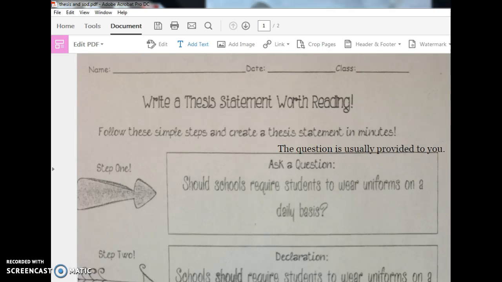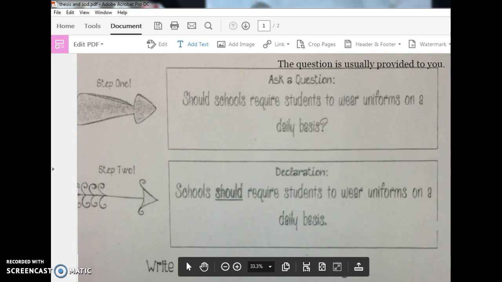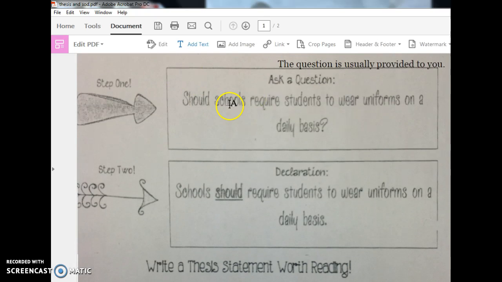But we're going to avoid all of that lingo, such as, this is what I'm going to write about in my essay, because we are using formal writing for this assignment. So the first thing that you want to do is look at the question that is being asked of you. Should schools require students to wear uniforms on a daily basis?